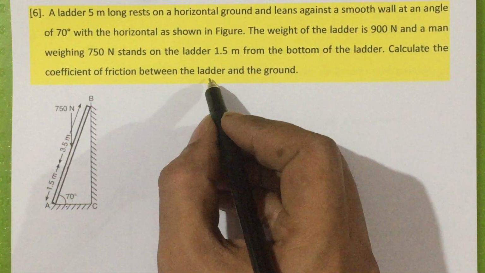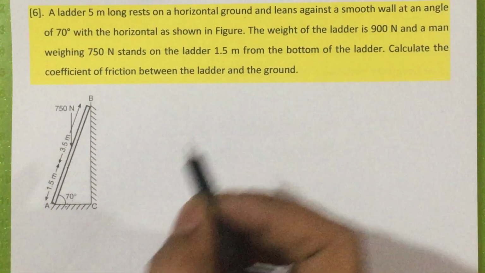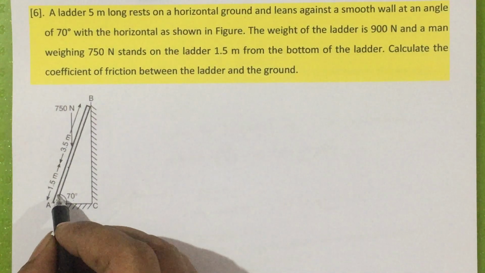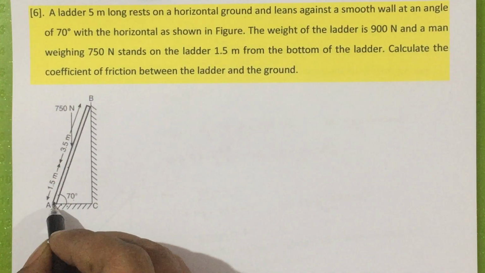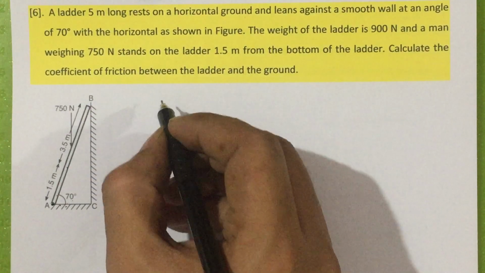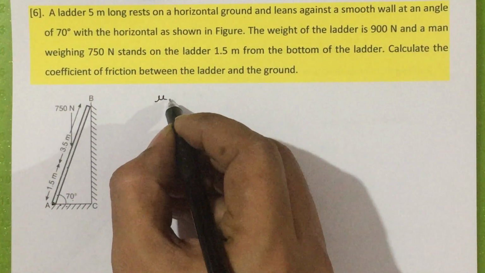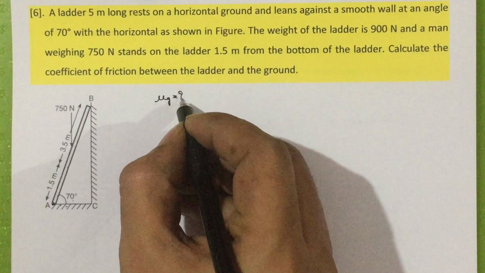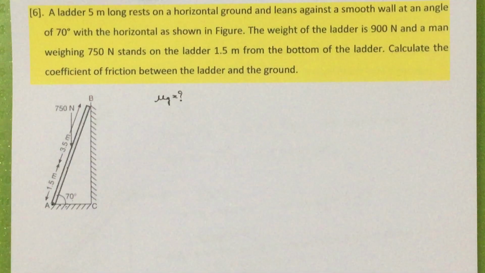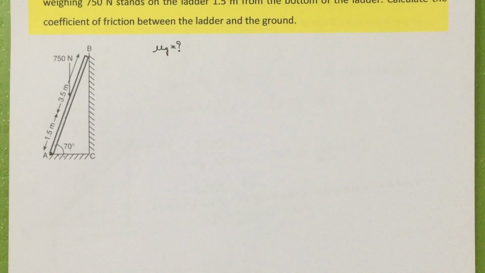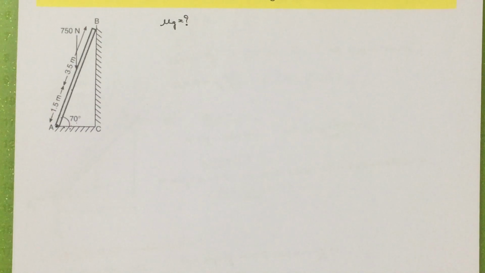Calculate the coefficient of friction between the ladder and the ground. This is the ladder, this is the ground. So at this contact surface we need to find mu g. Before proceeding further, I will draw the free body diagram so that we can easily calculate.